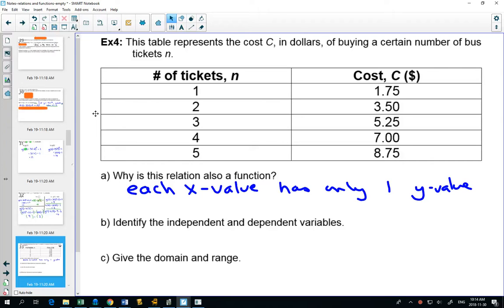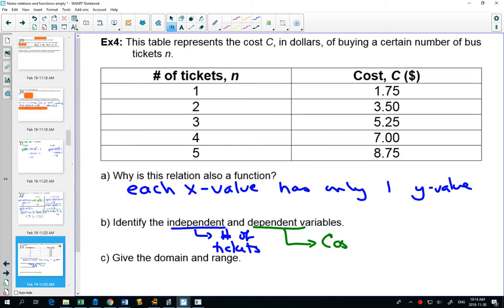Identify the independent and the dependent. Every time you have a table of values, your independent will be what's first, and your dependent will be what's listed second.